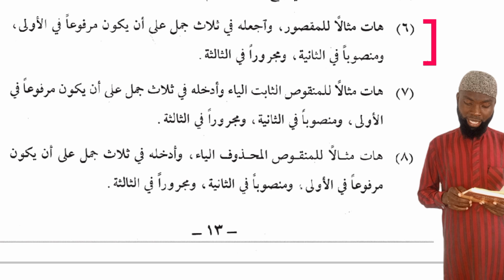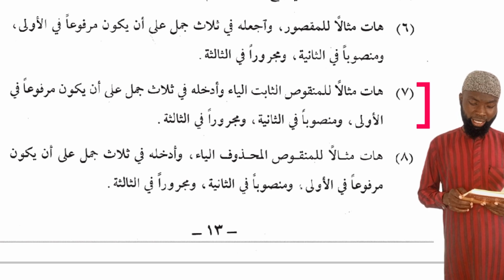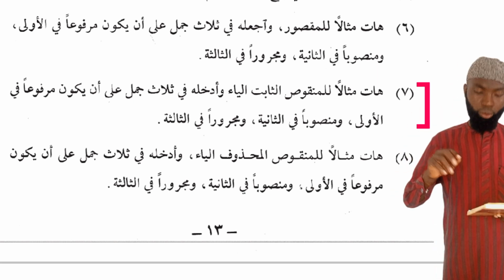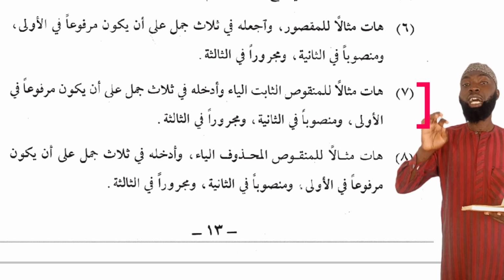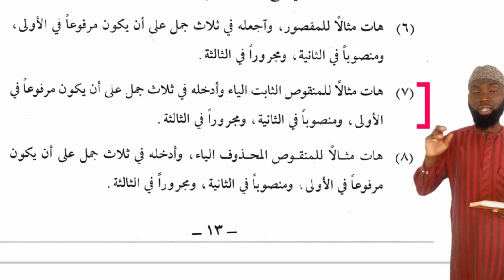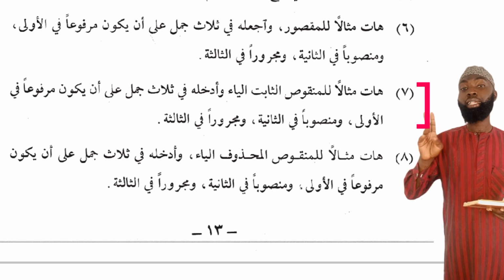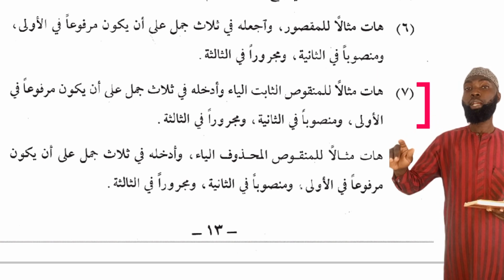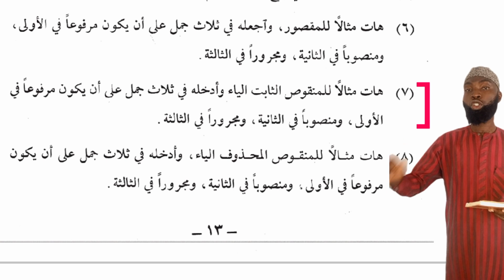Number 7, we have hati mithalan lil manqus al-thabit diya wa adkhilhu fi 3 jumal ala an yakuna marfu'an fi al-ula wa mansuban fi al-thaniya wa majruran fi al-thalitha. Bring an example for al-manqus. Al-manqus is a word which ends with ya, and this ya is preceded by a letter with kasra, and make this word into 3 sentences. Each one, the first one being in the marfu, and the second one mansub, and the third one majrur.